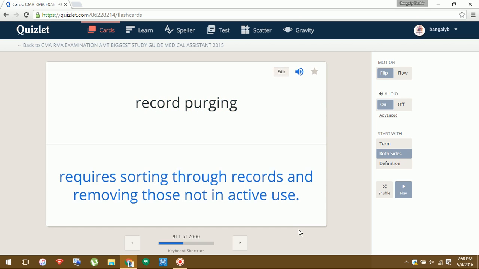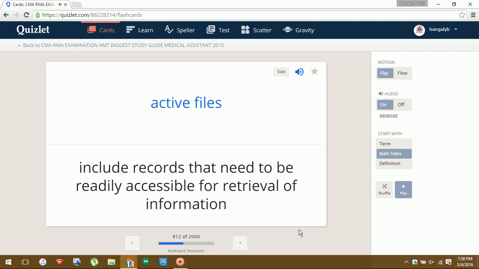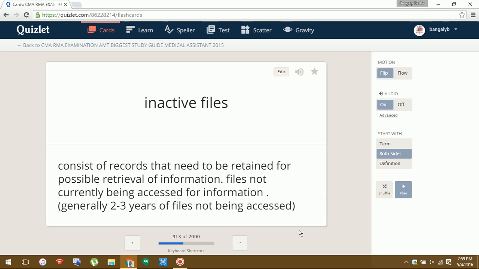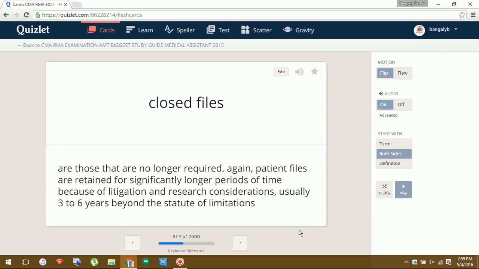Record purging requires sorting through records and removing those not in active use. Active files include records that need to be readily accessible for retrieval of information. Inactive files consist of records that need to be retained for possible retrieval of information, files not currently being accessed. Closed files are those that are no longer required. Again, patient files are retained for significantly longer periods of time because of litigation and research considerations, usually 3 to 6 years beyond the statute of limitations.